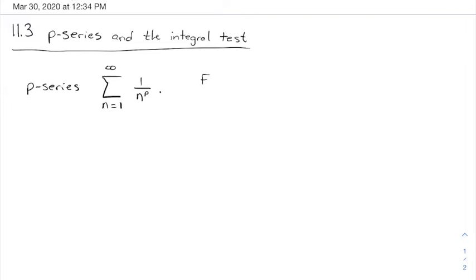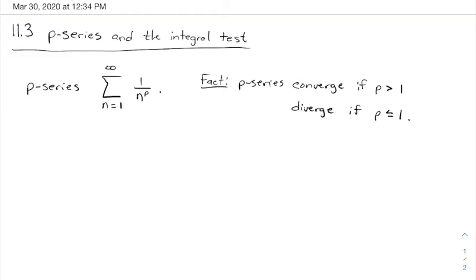And the thing you need to know about this is this fact. P-series converge if p is greater than 1, and they diverge if p is less than or equal to 1.